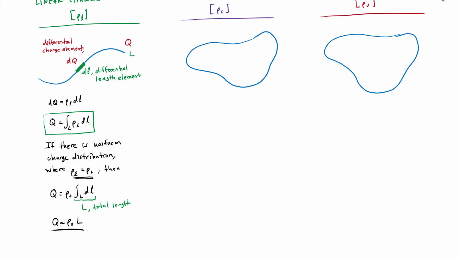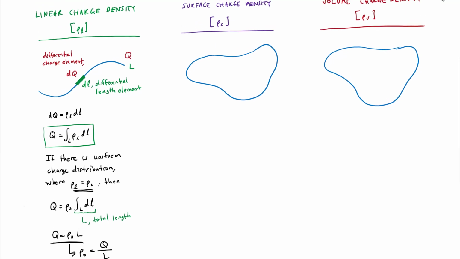Now, if the question said that the total charge is distributed uniformly along the total length, then your rho naught could also be equal to the charge distributed over the total length, like this. If the question doesn't say that it's uniformly distributed, then your rho L might be dependent on some sort of function, which means your integration would become a little bit more involved.